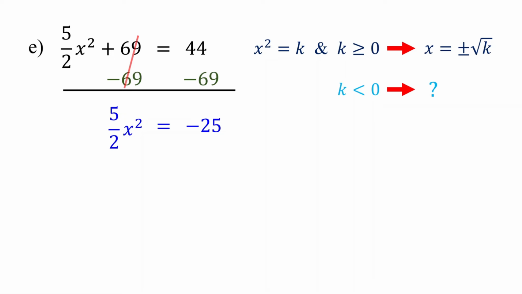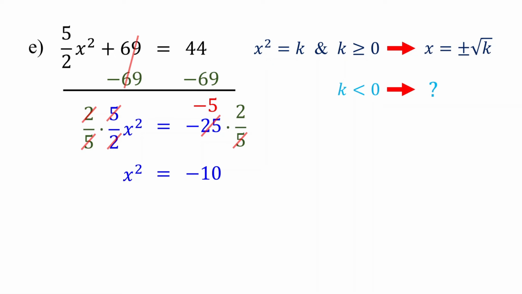Then, make the coefficient 1 by multiplying both sides by 2 over 5. On the left side, the 2's and the 5's cancel each other out, leaving us with x squared. On the right side, simplify negative 25 and 5 to negative 5. Then, multiply negative 5 by 2 to get negative 10.